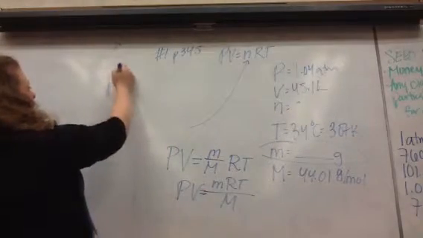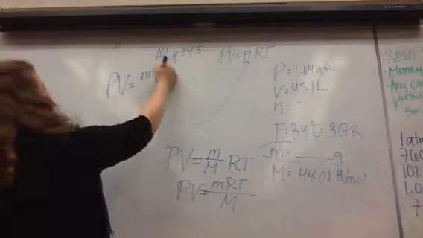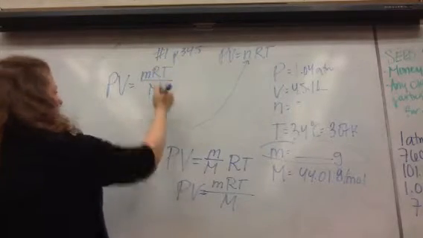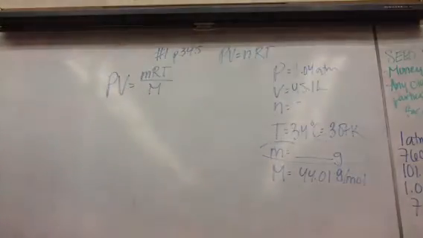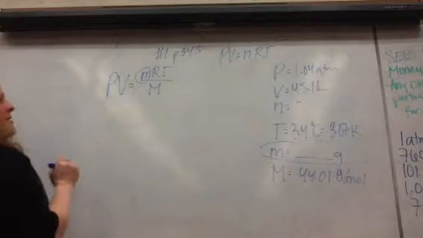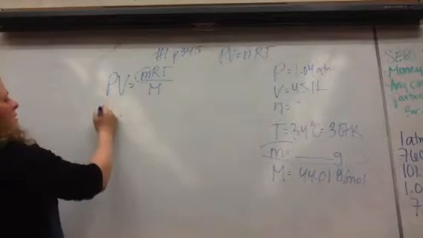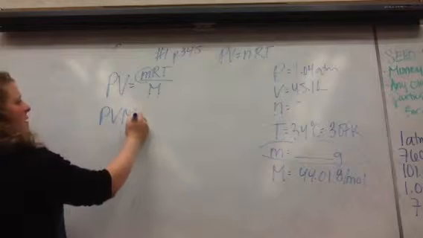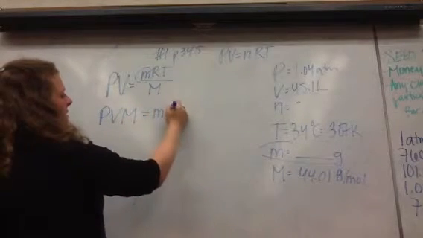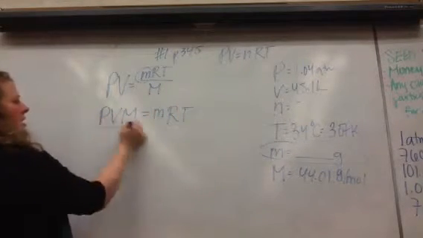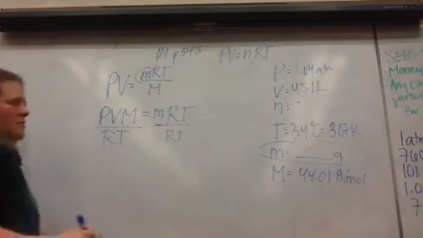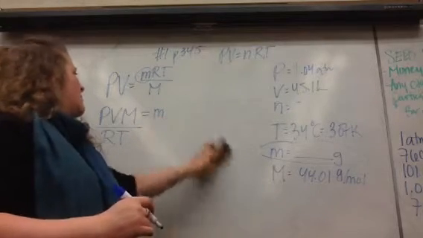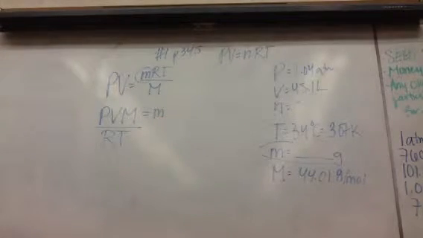We're going to put up here PV equals little m RT over big M. We're solving for mass of the sample. So we now have PV times molar mass equals mass of the sample times RT. Divide both sides by RT, and we're good. Okay. Let's see if we get the same number. We should.